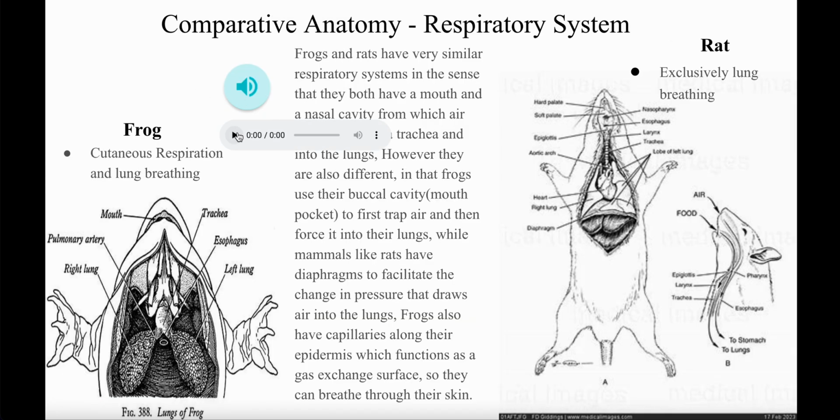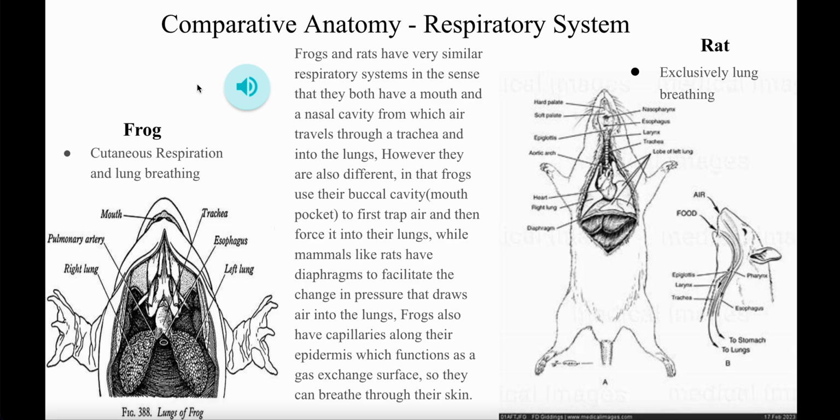Comparing the respiratory anatomy between frogs and rats, there are a lot of similarities. They each have a mouth, a nasal cavity, an esophagus, a trachea, and they both have lungs. Lungs function as a means of oxygenating blood for the both of them, but there are a few subtle differences. For example, the way that they draw oxygen into their lungs in the first place. A frog will take air into its mouth, and then it'll compress that air, forcing it back into its lungs.